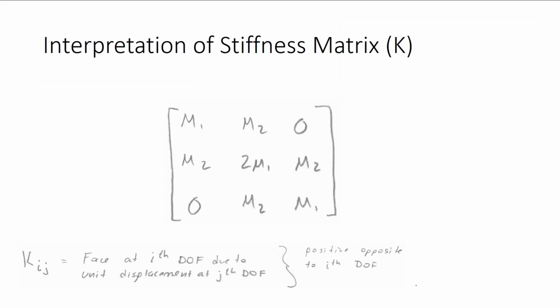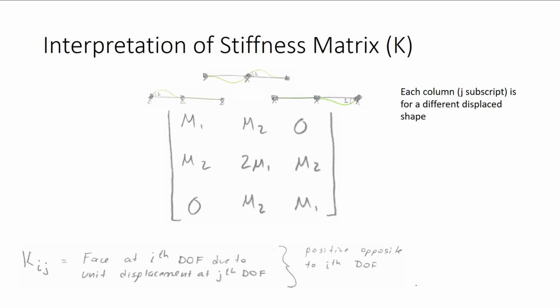Now we can interpret the stiffness matrix further. So here again, I'm showing the stiffness matrix, and I'm showing the definition. What I'd like to look at is what each of the columns means and what each of the rows means. Let's start with the columns. So each column refers to a different displaced shape. The first column refers to this displaced shape, the second column refers to that displaced shape, and the third column refers to this displaced shape.